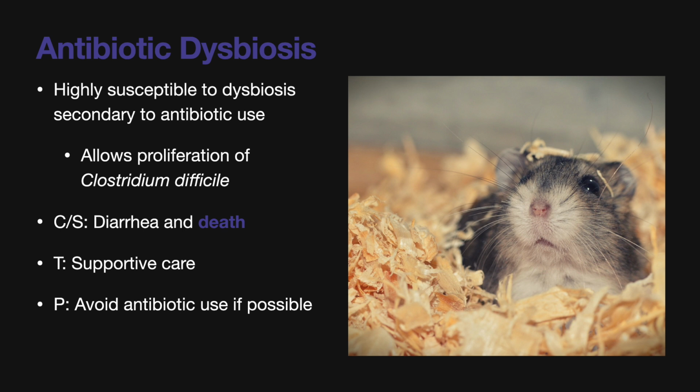Like many of our pocket pet species, hamsters are highly susceptible to dysbiosis after antibiotic use. This typically allows proliferation of Clostridium difficile, which can produce enterotoxins. Clinical signs of this condition include diarrhea and death within 3 to 5 days of antibiotic administration. Treatment primarily focuses on supportive care, and prevention involves avoiding antibiotic use whenever possible.